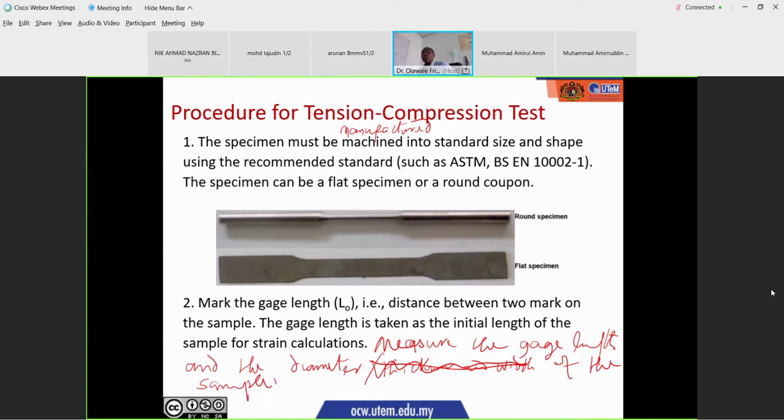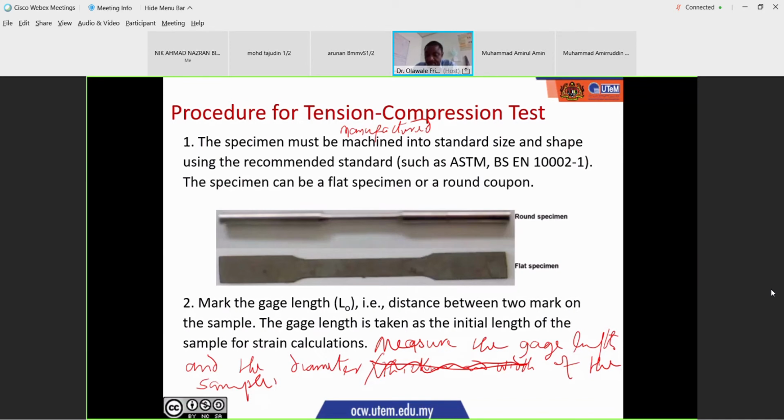So step number 2, you mark your gauge length. You measure the gauge length, which is going to be your original length. Then you measure the diameter of your sample. And for you to do that, you are going to be given some of this. So all you need to do is just measure, then you measure from here to here. Finish. If you have any problem, please let me know.